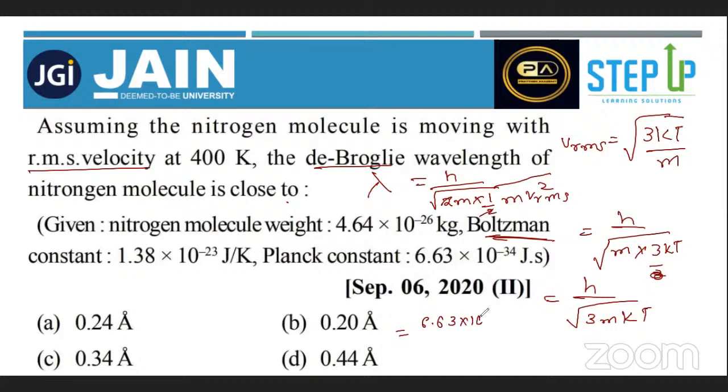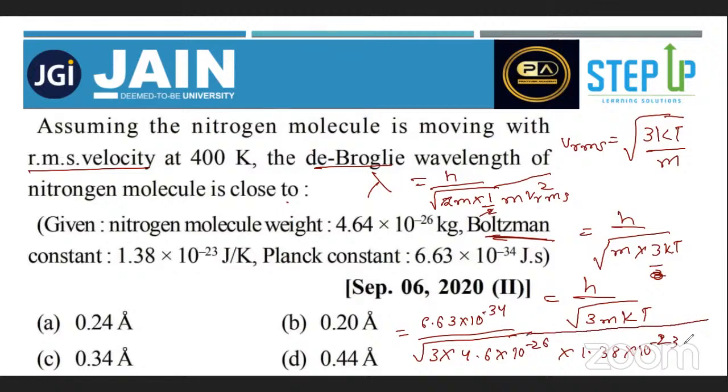Now we can substitute the values. 6.63 into 10 to the minus 34. And this is root over 3 times mass. We have to talk about nitrogen, so the mass of nitrogen is 4.64 into 10 raised to minus 26. Then we have 1.38 into 10 raised to minus 23, the Boltzmann constant, and I have 400 kelvins. I don't have to change anything.